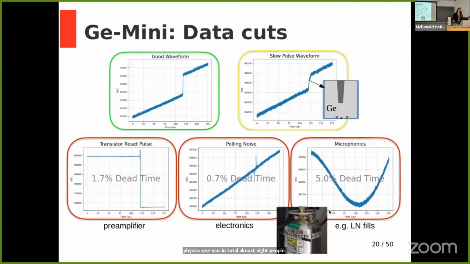Now, what do we do when we get our data? The first step is to remove any pulses that are not usable for the analysis. A good pulse is what you can see up here. So that is what we want to have. And then there are a lot of signals that don't look like that. First of all, we have this TRP reset.